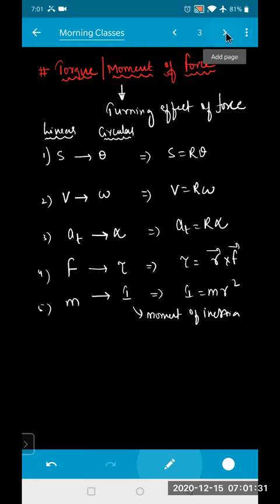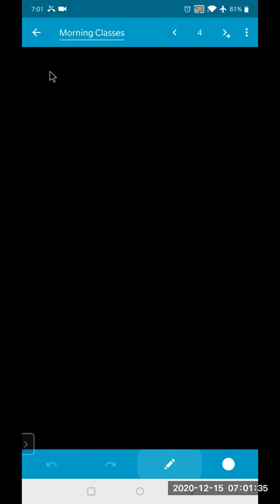So let us try to first define a torque. Torque is nothing but the force which you act on any body so that it will be turning. That is the reason we are calling it the turning effect. Two forces are acting in opposite directions, so you are exerting the force on that body.